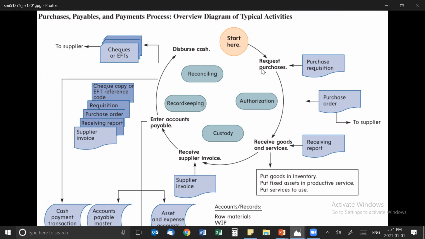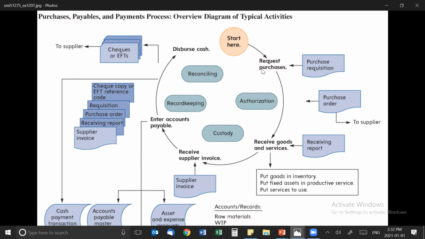Then there'll be a purchase order that maybe you would fill out online, for example, and send to the supplier. Then you would receive the goods and services. So receiving report, put the goods in the inventory accounts, put the fixed assets in the productive service, wherever the fixed assets need to go, like machinery on the factory floor, and then put the services to use.